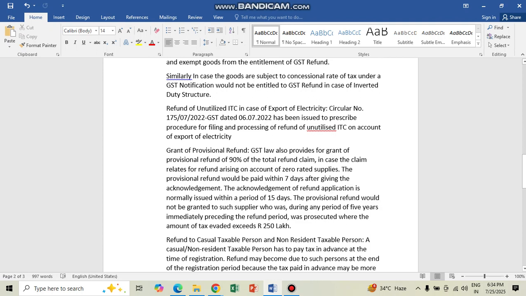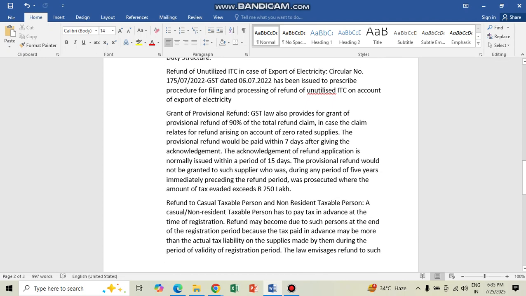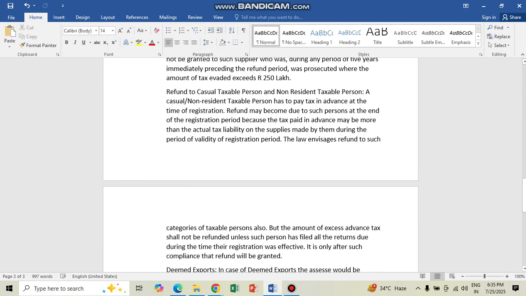Refund of casual taxable person or non-resident taxable person. A casual or non-resident taxable person has to pay tax in advance at the time of registration. Refund may become due as such persons at the end of the registration may have paid more tax in advance than the actual tax liability on supplies made by them during the period of validity of the registration. The law envisages refund to such categories of taxable persons, but the amount of excess advance tax shall not be refunded unless such person has filed the returns due during the time the registration was effective. It is only after the compliance that the refund will be granted.